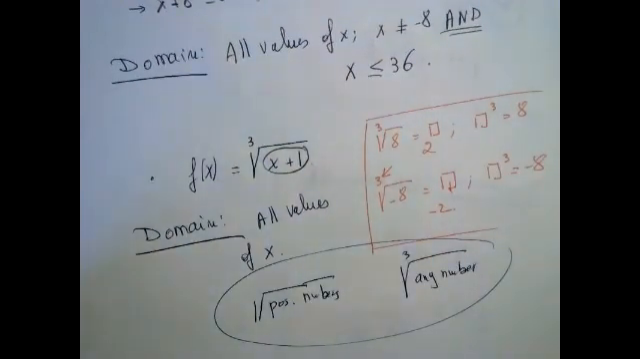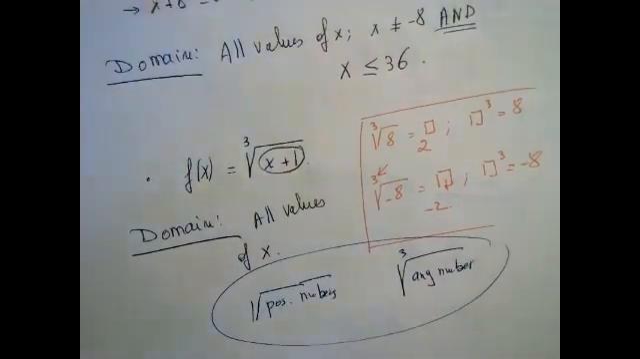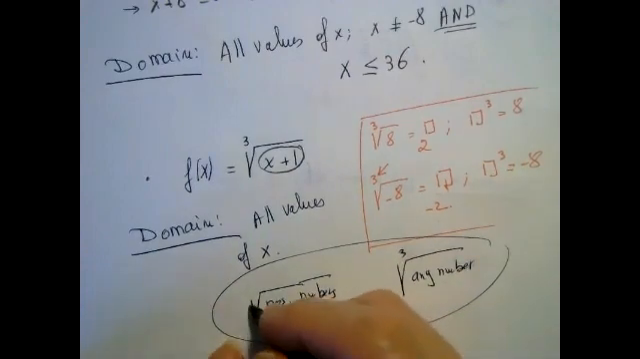Okay, so that's the idea of the cubic root. They don't give me any restriction. I can put anything under it. This one, the square root, is problematic. That's why we worked with it.